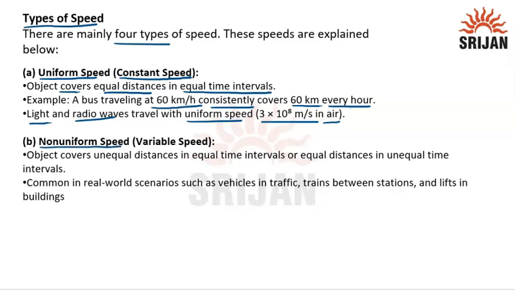Next is the non-uniform speed, or variable speed. An object covers unequal distance in equal time intervals, or equal distance in unequal time intervals. So this is a case of non-uniform motion. In a case of non-uniform motion, an object has variable speed because the distance intervals or the time intervals, one of them can be unequal. This is common in real world scenarios such as vehicles in traffic, trains between stations, and lifts in buildings. These are the common examples of non-uniform speeds.